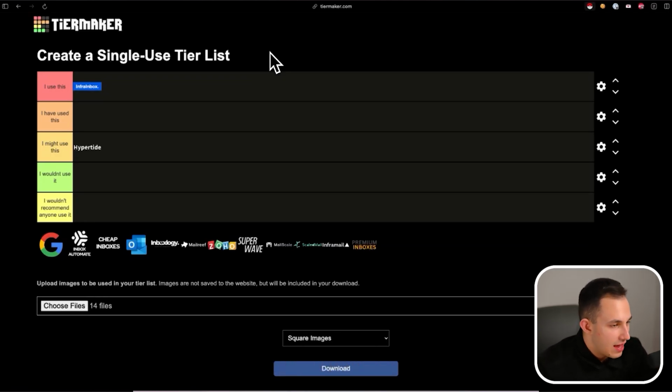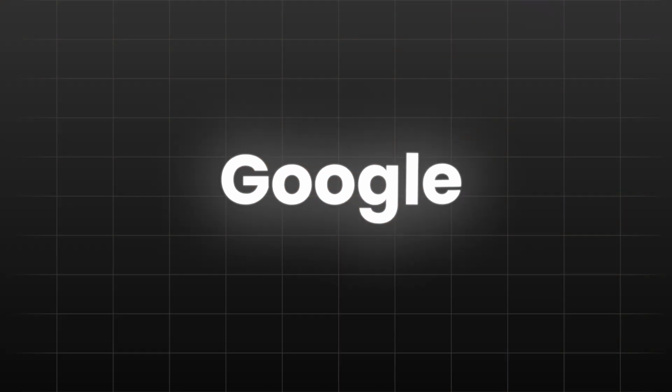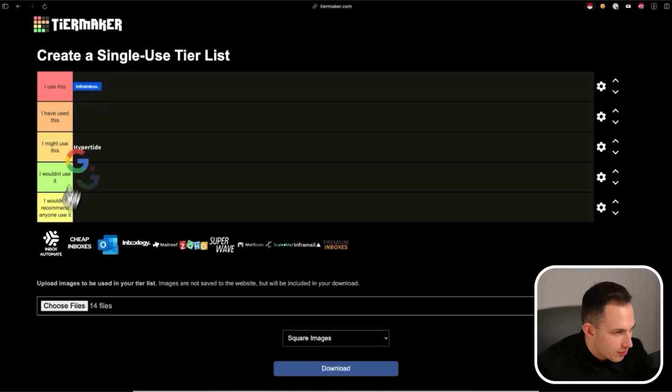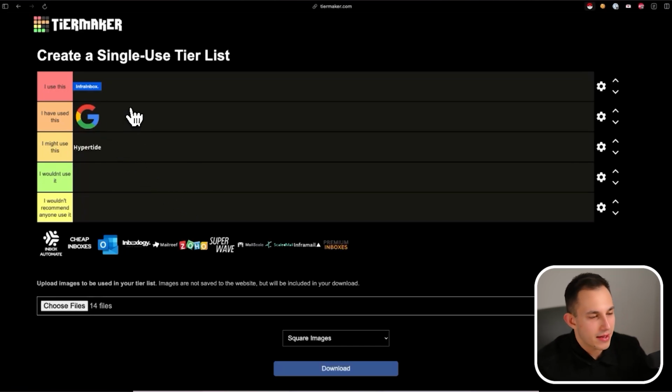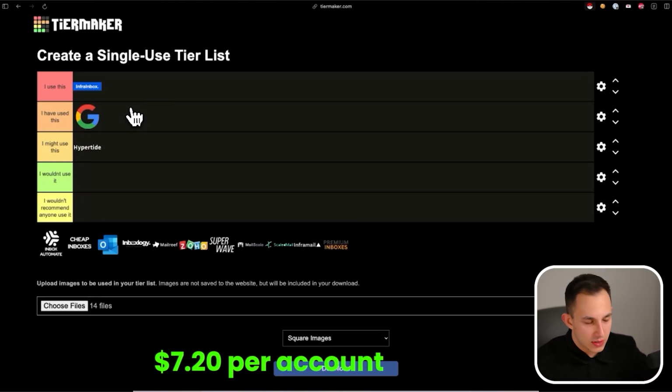Okay. Then is going to be Google. Now, Google, I'm going to go ahead and put into "I have used this." Now, what I mean by Google is I obviously don't just mean Google overall. I mean specifically buying email accounts directly from Google themselves, like the ones that are actually $7.20 a piece. That's what I mean when I say Google.